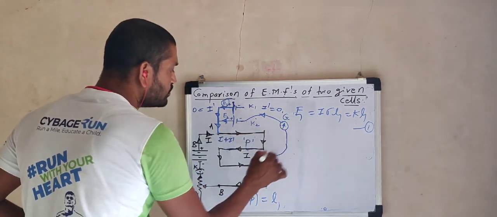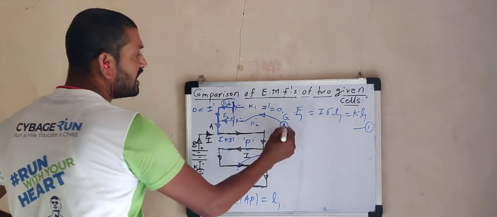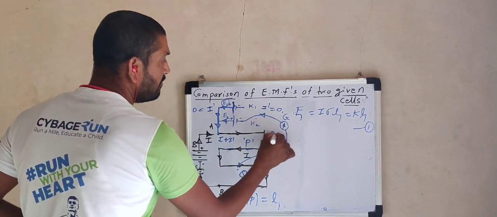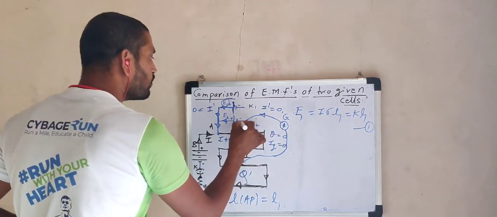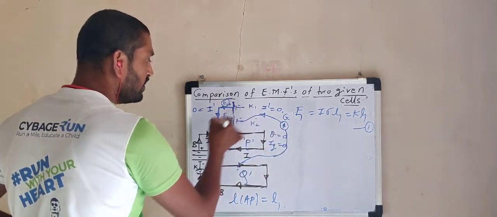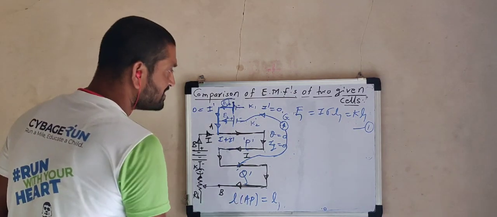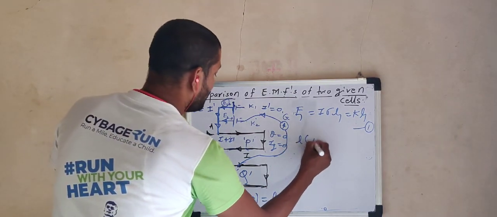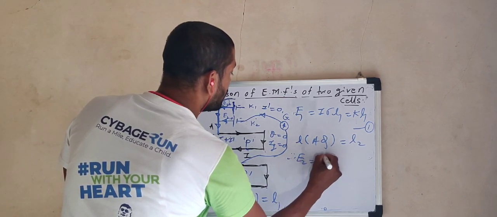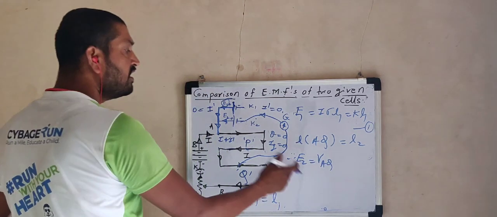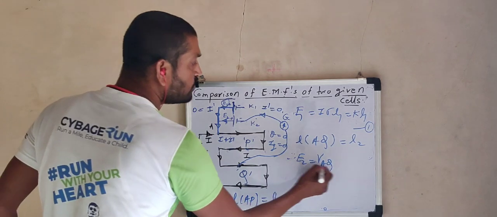Now just start sliding the jockey over the total length and obtain somewhere a point Q, for which this galvanometer again shows zero deflection. What does it imply? Current through the galvanometer is zero. It means no current is returned to the negative and no current is drawn from the positive, so this circuit acts as an open circuit. Like the previous case, I assume the length of wire between point A and Q is equal to L2. Therefore E2 is equal to VAQ. The EMF of this cell is balanced by the voltage between points A and Q.